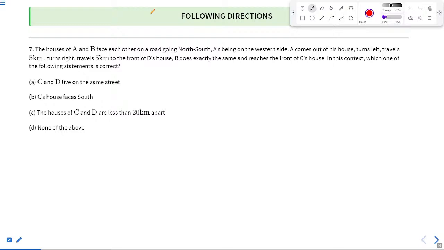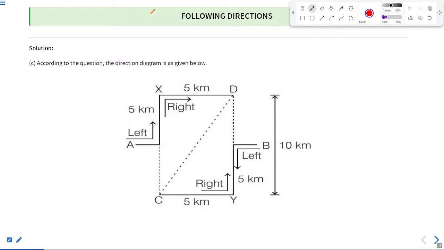A. C and D live on the same street. B. C's house faces south. C. The houses of C and D are less than 20 km apart by path. D. None of the above. Going to the question diagram given as below.